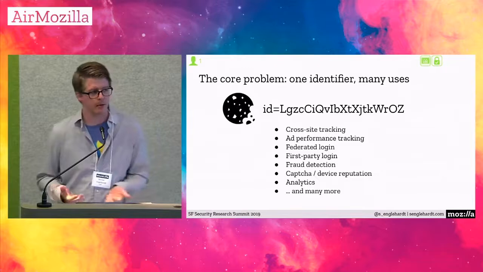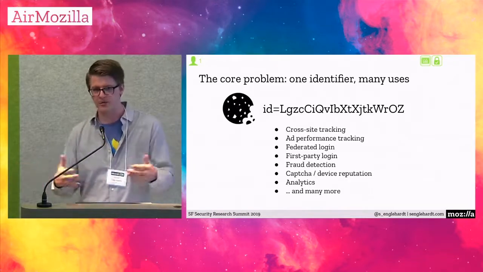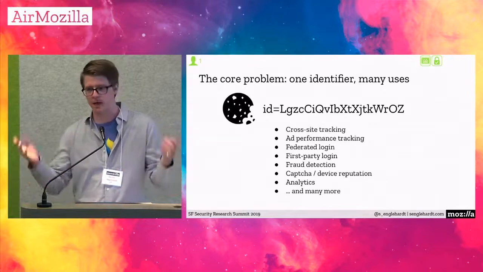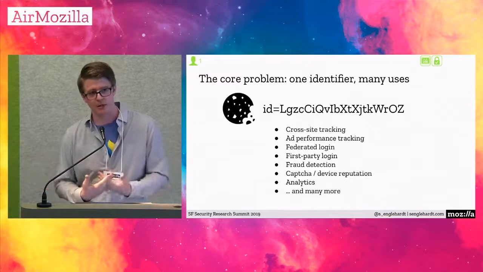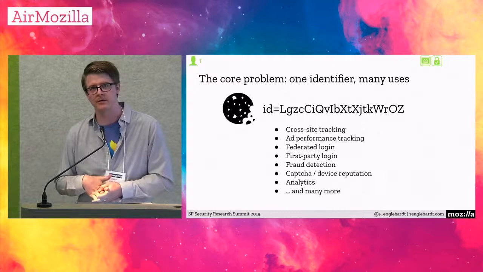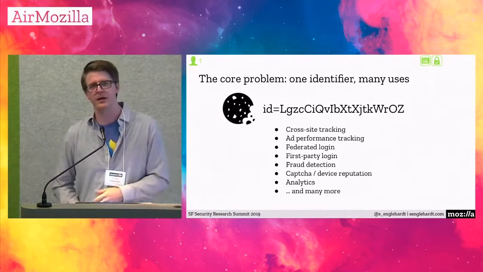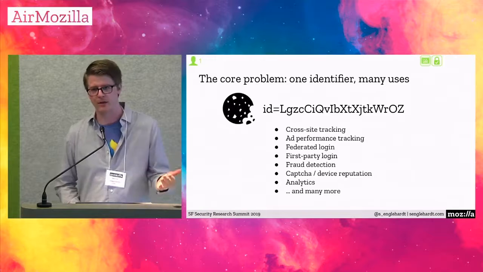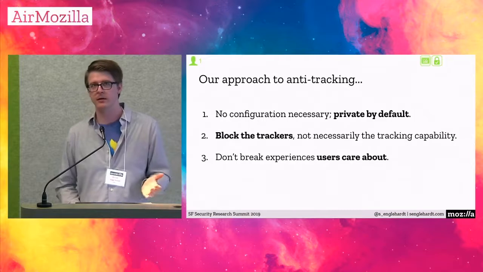But the core problem, right, the reason we lost so many users is that this one identifier, one storage location, is used for basically everything that a website might want to do, right? Cross-site tracking, which is something we really don't want to happen, but also things like ad performance measurement, federated login, first-party login, fraud detection, CAPTCHA, device recognition, right? Analytics, and so many more. And so if you just block all third-party cookies, you block a bunch of these and things break.